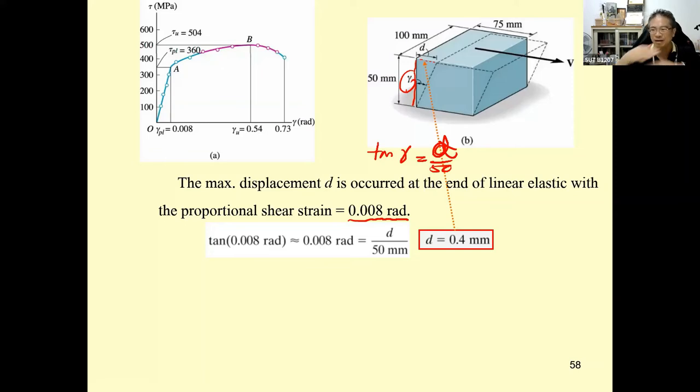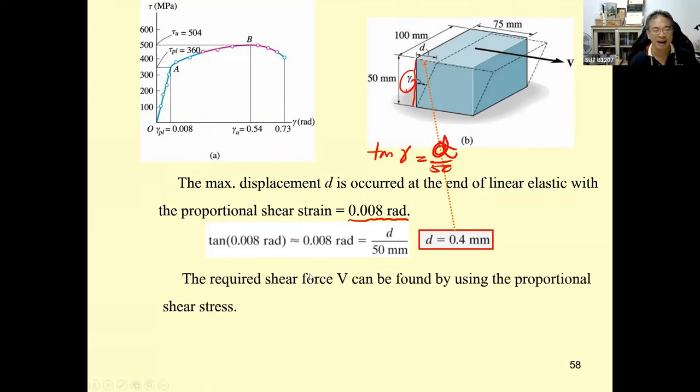This kind of pad occurs in the elevated highway. It is used to support the elevated highway. It allows a little movement due to the braking force of the vehicles and due to the change in temperature. What is the force that causes this deformation at the end of linear elastic behavior? The braking force is supposed to be less than this.